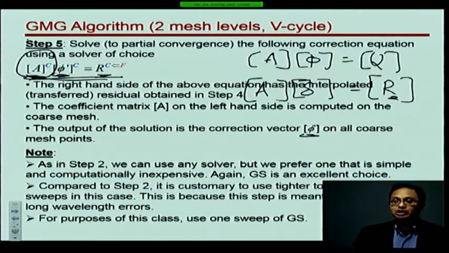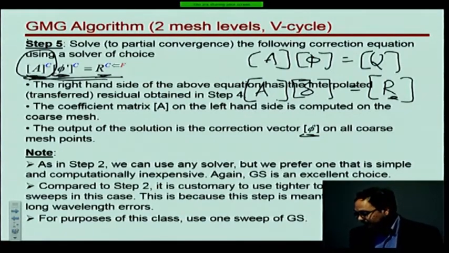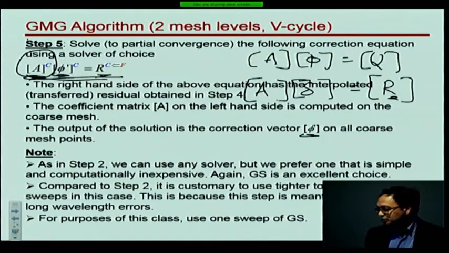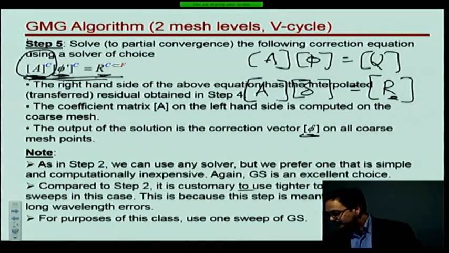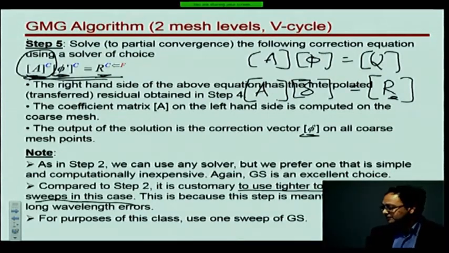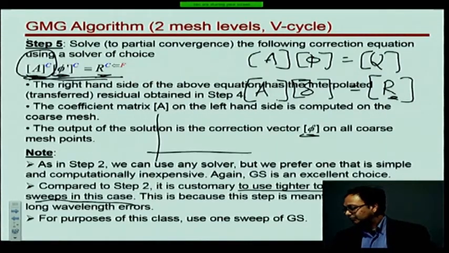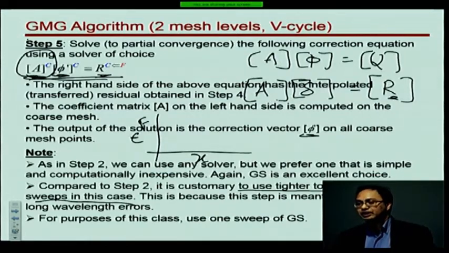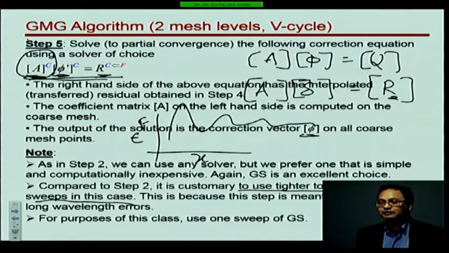As I said, it is customary to use tighter tolerance or more sweeps in this case. This is because this step is meant to damp out the long wavelength errors completely. Get rid of them completely. So pictorially, if I plot error versus x, this is the error of the fine mesh that I brought into the coarse mesh. That error may look something like that. What we are trying to do in this step is basically drive it down to 0.